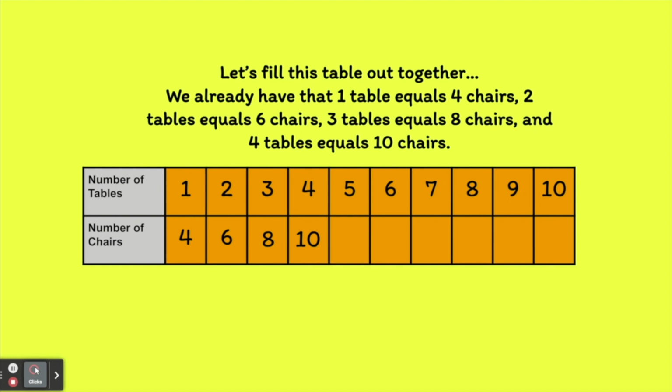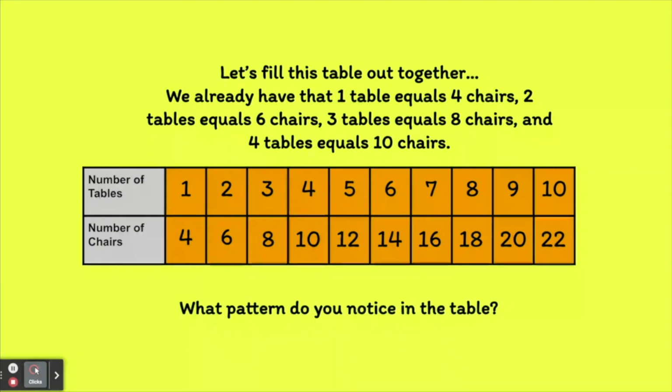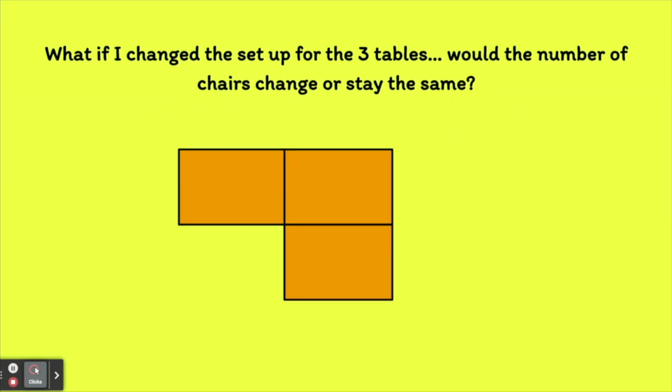So if we have 5 tables, 12 chairs, 6 tables, 14 chairs, 7 tables, 16 chairs, 8 tables, 18 chairs, 9 tables, 20 chairs, 10 tables, 22 chairs. So when we look at this table, we notice that the pattern is that we are adding 2 chairs for each table.